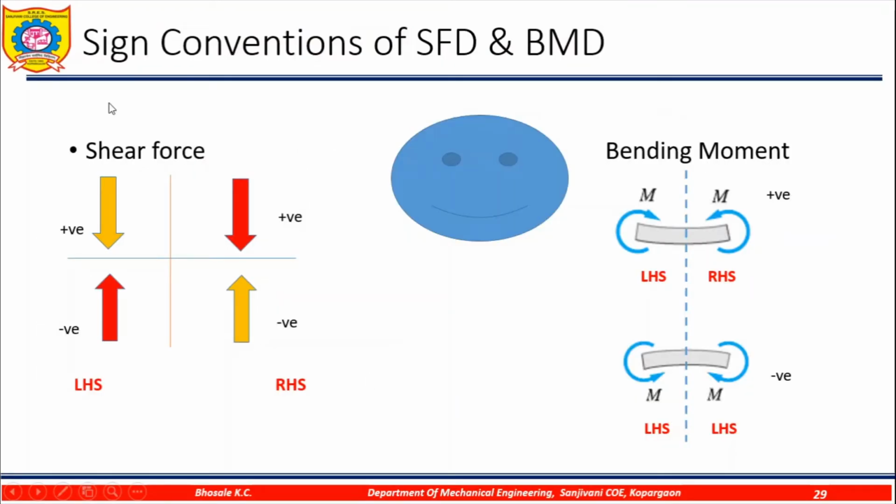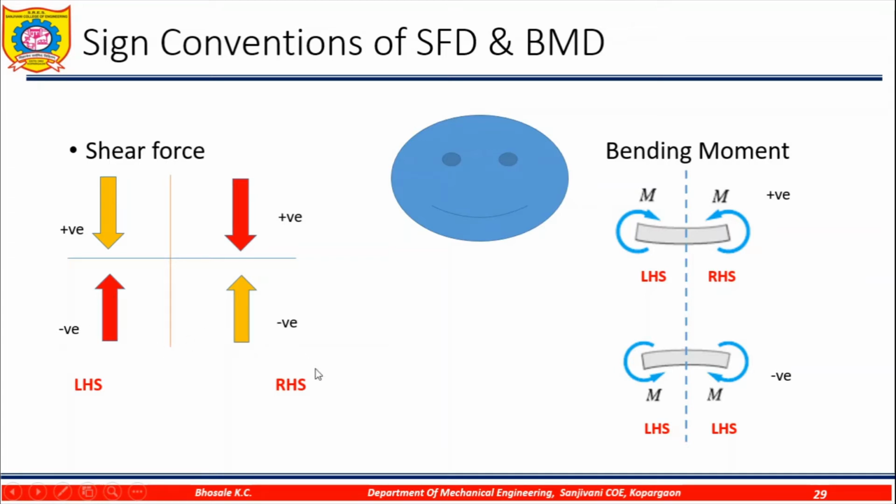So these are the sign conventions we are using. Suppose this diagram is showing that. Suppose that we take the section here. This is the left hand side of the beam, and this is the right hand side. If you consider the left hand side, then whatever shear force is going downward will be taken as positive, and whatever shear force is going upward will be taken as negative.